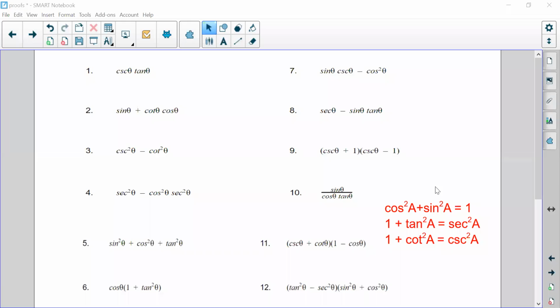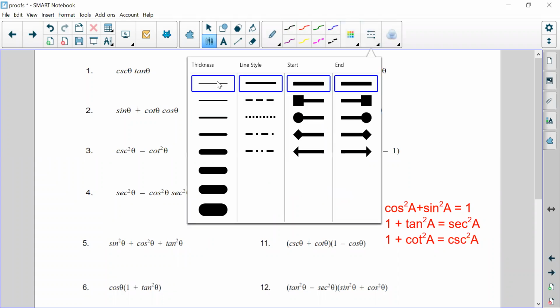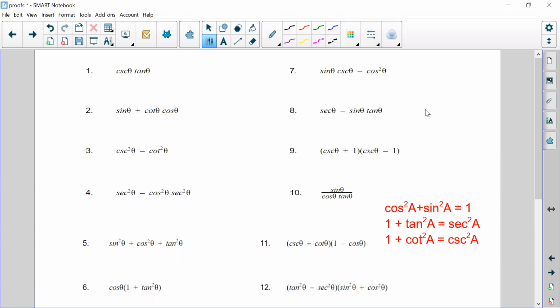So let's go through these first 12 very quickly. We've already done some of these. And the goal is to try to simplify. So cosecant times tangent. I know cosecant is 1 over sine, and tangent is sine over cosine. Those two sines cancel, leaving me with 1 over cosine, and that's the same thing as secant theta. So number 1 simplifies to secant.